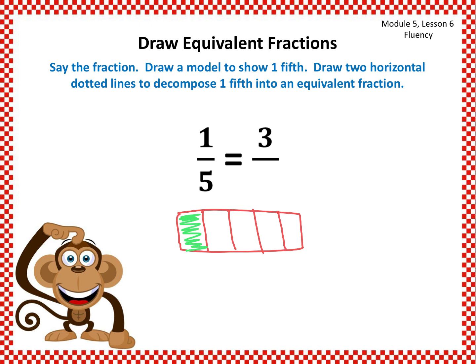All right, and then we're going to divide that, but this time we're going to decompose 1/5 with 2 horizontal dotted lines. So we're going to divide it into 3 parts. So 1, and then we've got 3 parts there. And if you've already done the math, you know that now, instead of 5 parts, we have 15 parts. So 1/5 is equivalent to 3/15. And that is the end of our fluency for today.